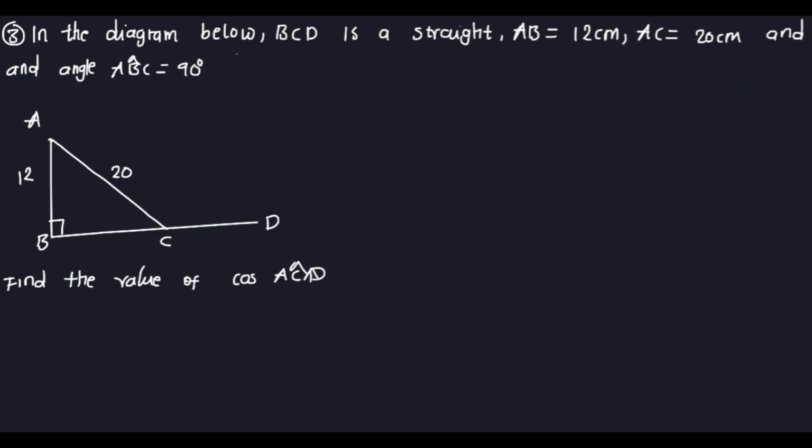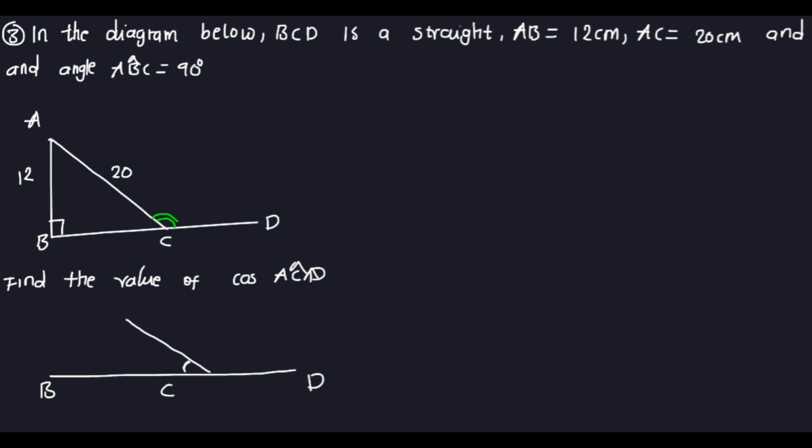So example 3, in the diagram below, BCD is a straight line. AB is equal to 12 centimeters, AC is equal to 20, and angle ABC is equal to 90 degrees. Find the value of cos ACD. So cos ACD, the angle is this one. This is our cos ACD. Now let's try to draw this line here. So we have this straight line B, C, D, then we have this line here.